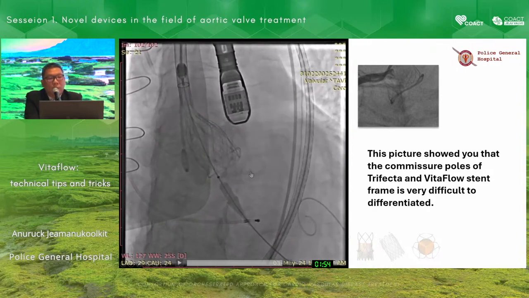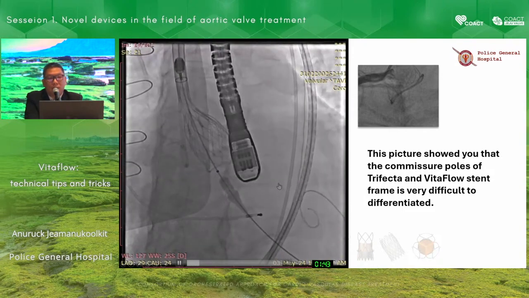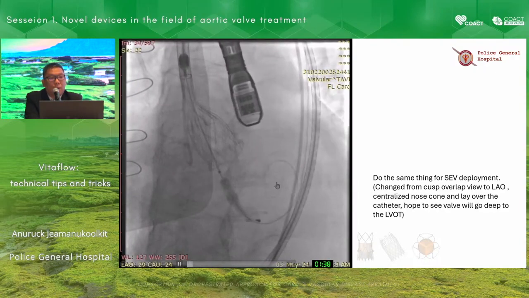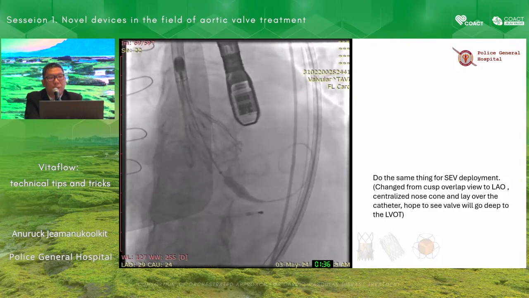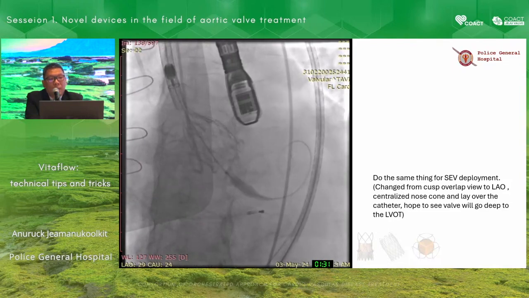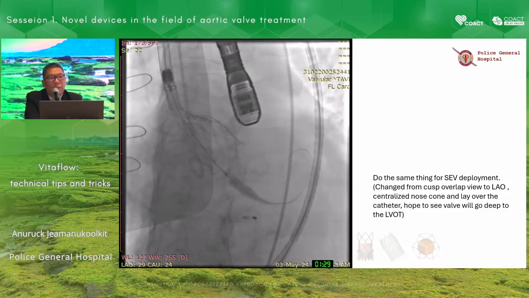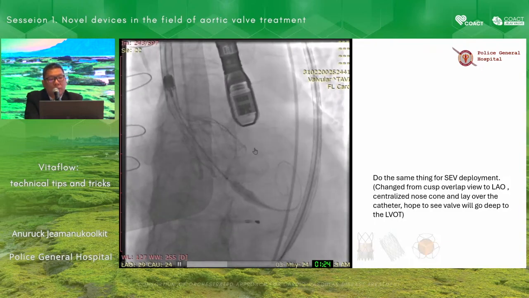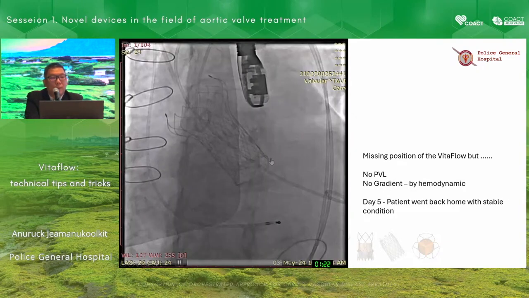But the problem is when the valve is open, the commissural pole of the trifecta is gone because the density is the same as the stent frame. So I cannot do the commissural alignment in this case. And after releasing the valve to 80%, I try to lay over to make the valve deeper. But with my limited experience with valve-in-valve, the valve popped up on the left side and the right side. So this is the final result.